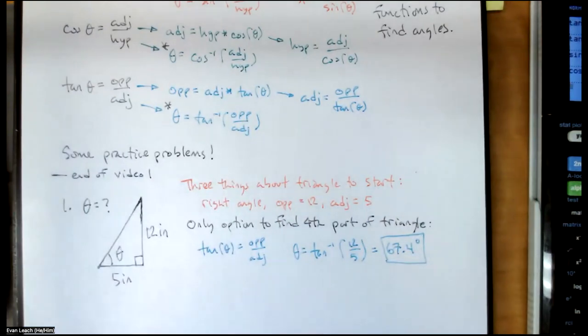We had three things about the triangle to start: the right angle, the opposite, and the adjacent. That forced us to use tangent. We had no options. You have but one choice. You have zero choice.